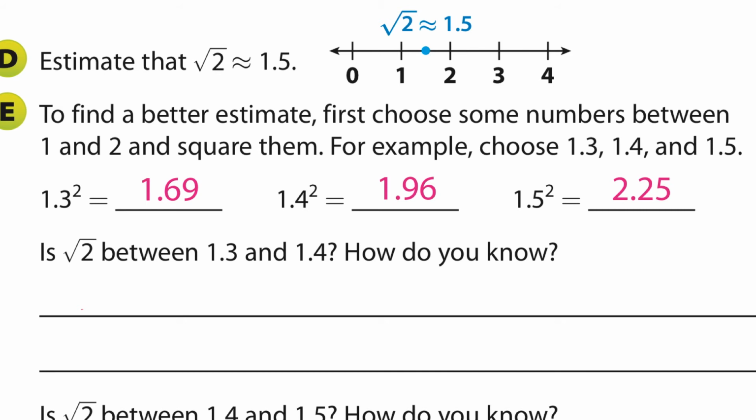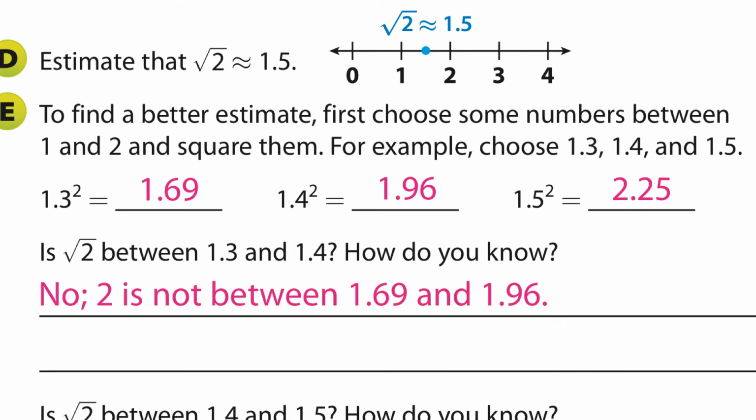So is the square root of 2 in between 1.3 and 1.4? And how do we know? Because 2 is not in between 1.69 and 1.96. See, what we're looking for is that 2 rests in here. 2 is not in between those two. So yeah, it's in between 1.4 and 1.5.